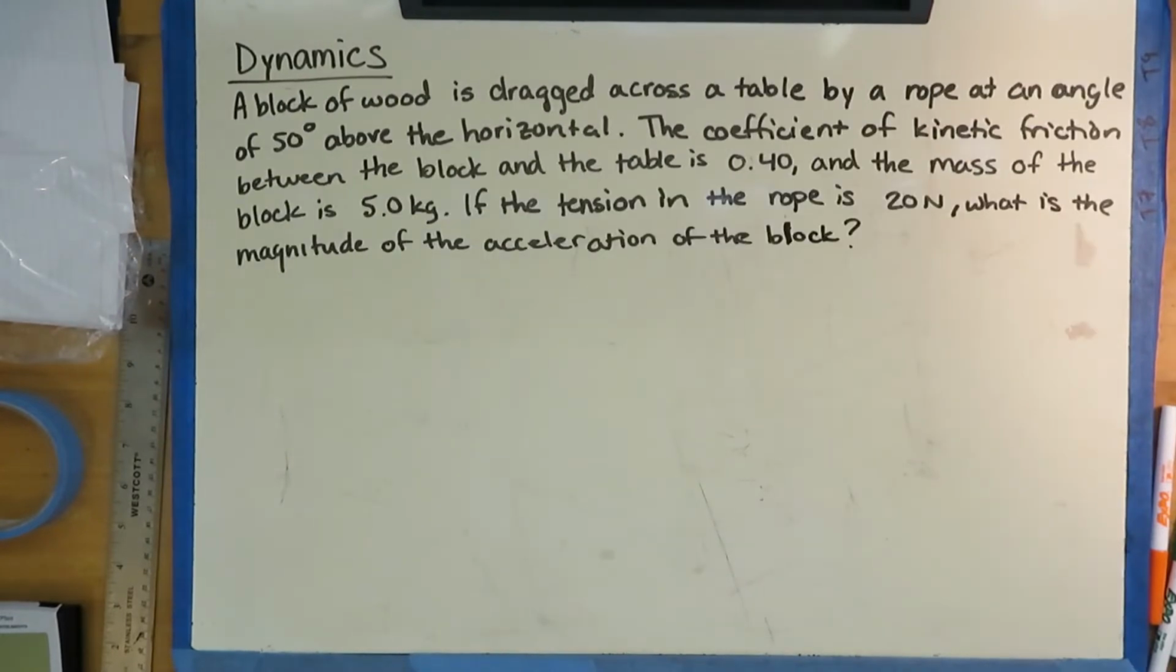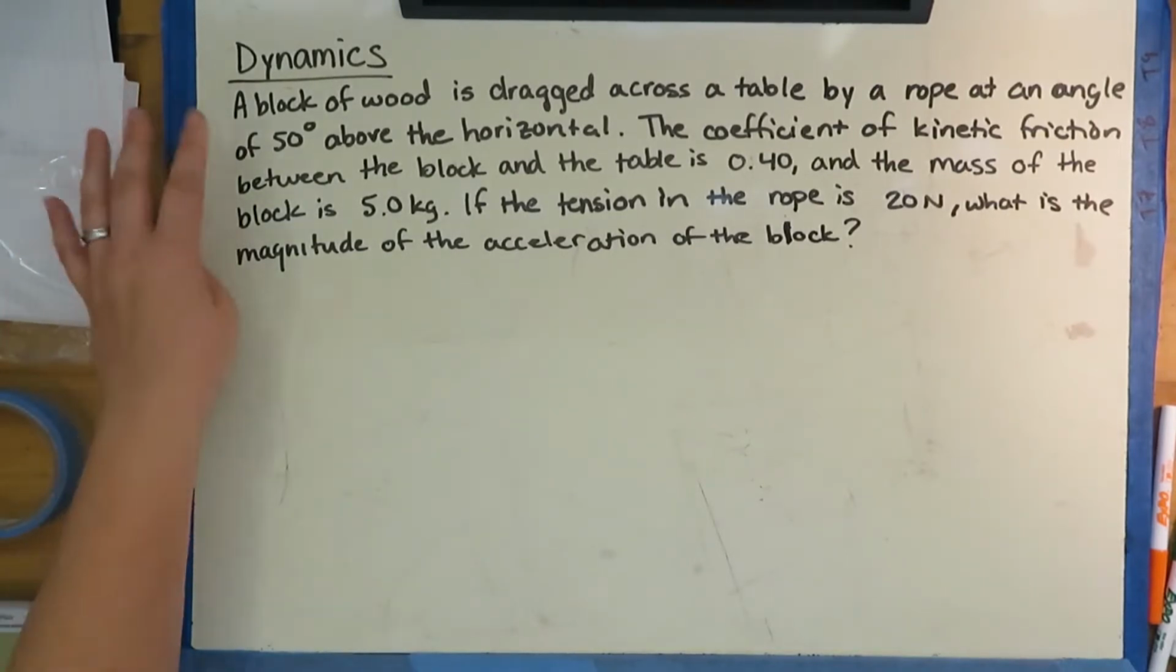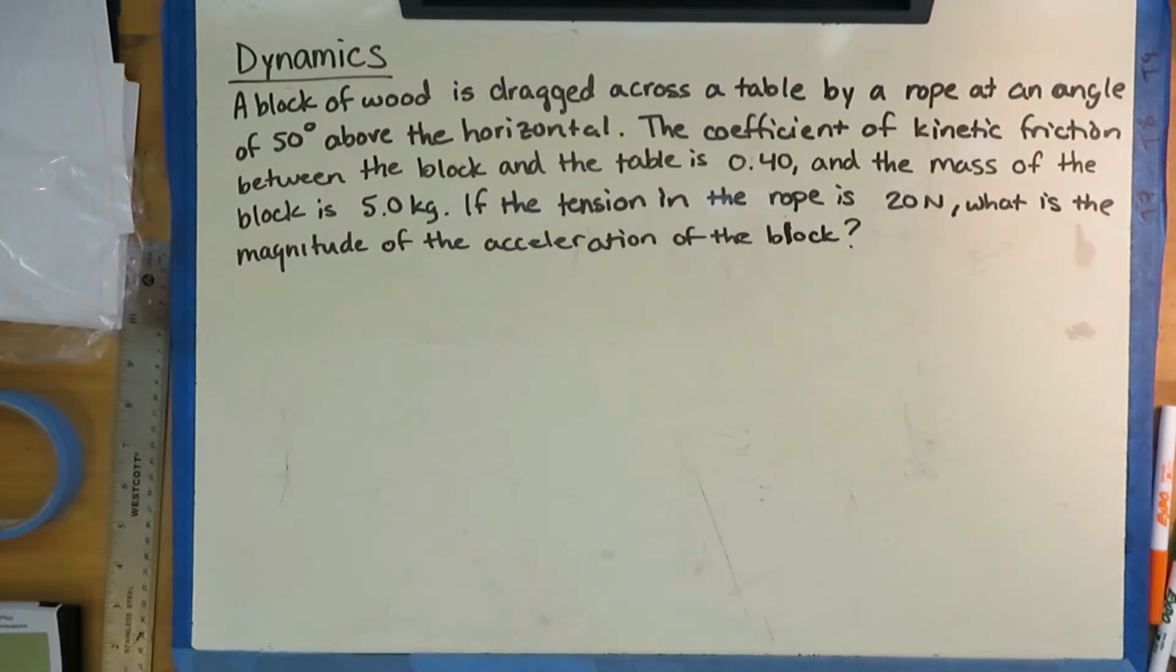Okay, so we have a situation. This is a very typical problem. Sometimes these will be accompanied by pictures, sometimes not. So you have to get used to reading and drawing your own diagram from the question setup. So we have a block of wood being dragged across a table by a rope at an angle of 50 degrees above the horizontal. The coefficient of kinetic friction between the block and the table is 0.40. The mass of the block is 5 kilograms, and we have a known tension in the rope, and our goal is to find the magnitude of the acceleration of the block.